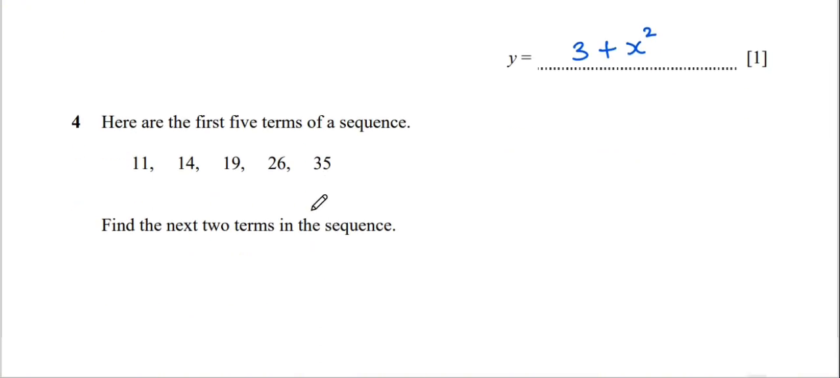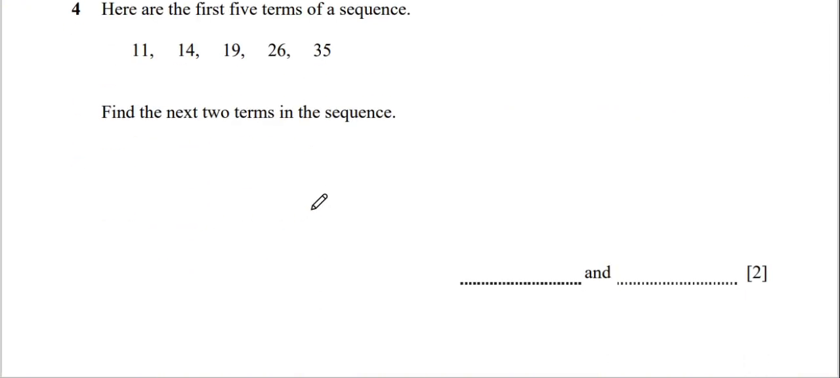All right, the next one is: here are the first 5 terms of the sequence: 11, 14, 19, 26. They now ask us to find the next 2 terms in the sequence. So the first thing you need to understand is the dynamic of the sequence. Let's find the difference between these terms.